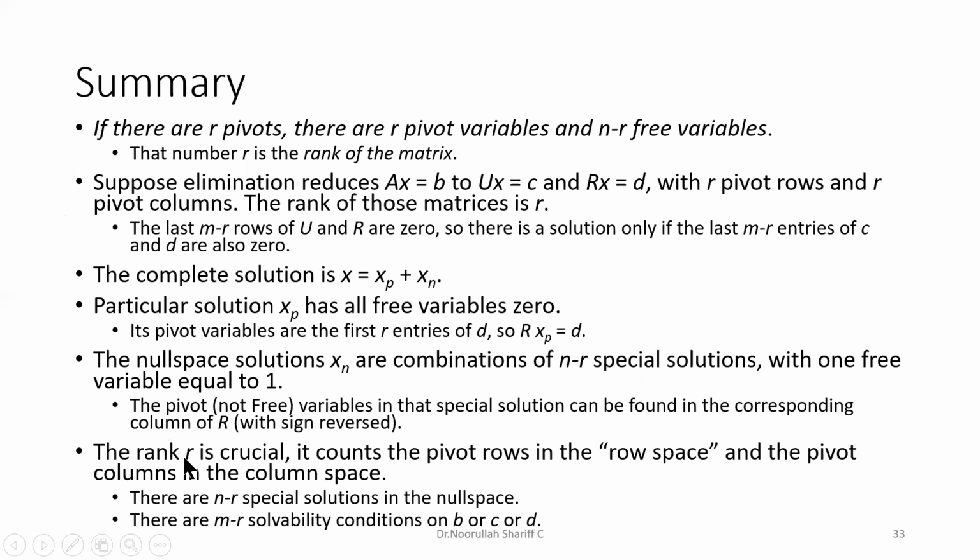The rank R is very much crucial. It counts the number of rows which correspond to the pivots in the row space, or the number of pivot columns in the column space. There are n minus r special solutions in the null space, and there are m minus r solubility conditions on b or c or d.